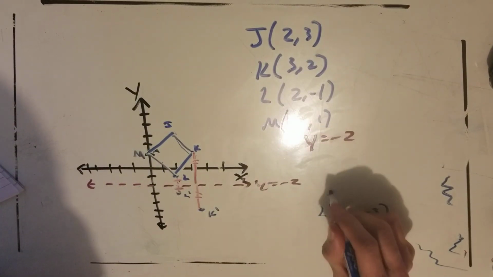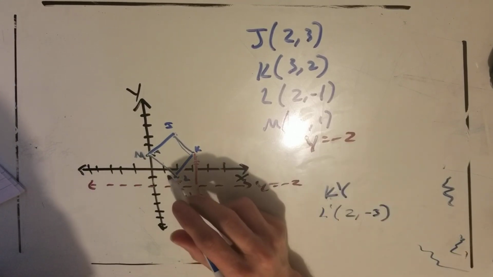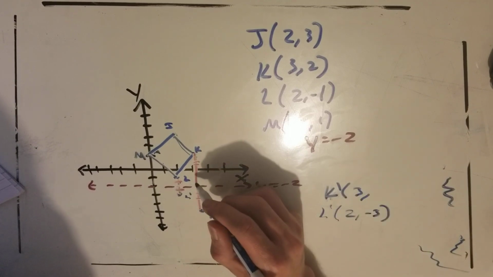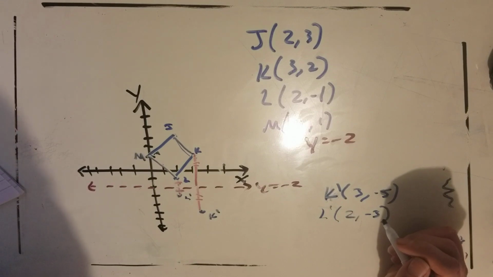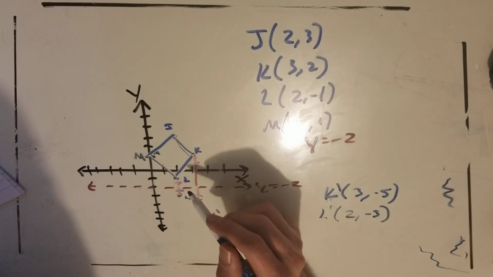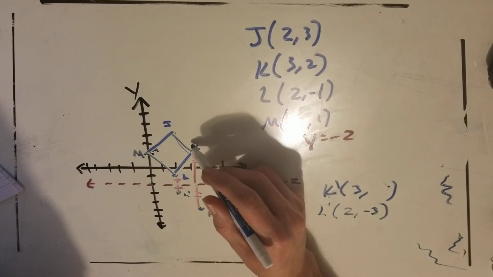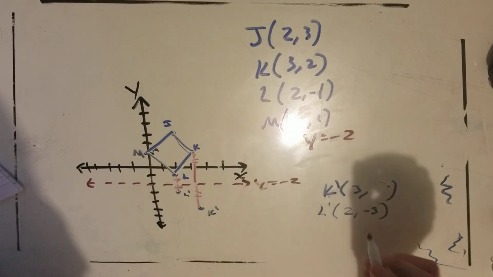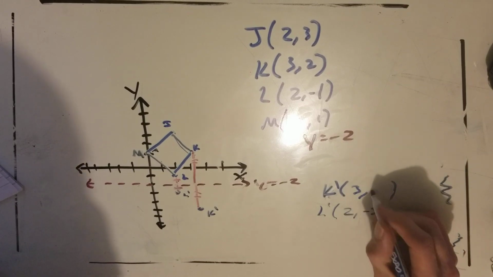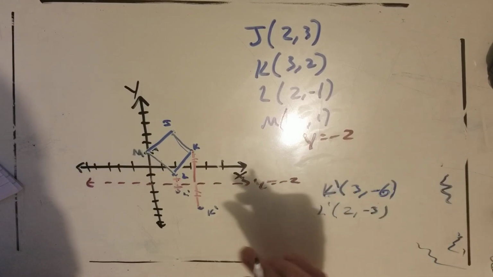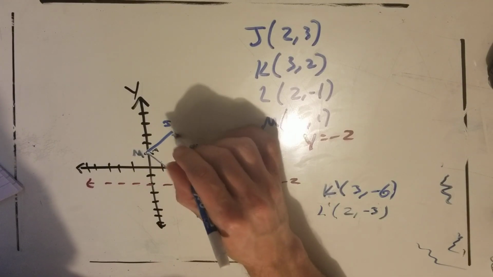So K prime is going to be 3, negative 5. And then, oh sorry, K was supposed to be up at 2. So K went down 1, 2, 3, 4 units. This should be negative 6. I think my graph shifted a little bit. This marker does not want to work. So this should actually be down at negative 6. This should have been up at 2. I'm a little bit off.